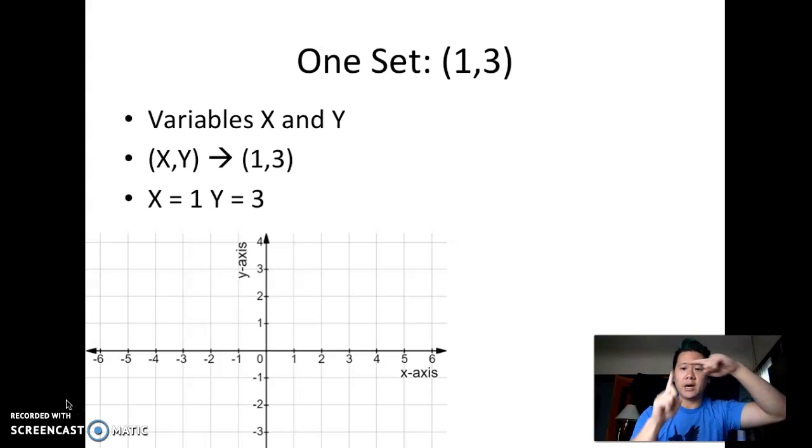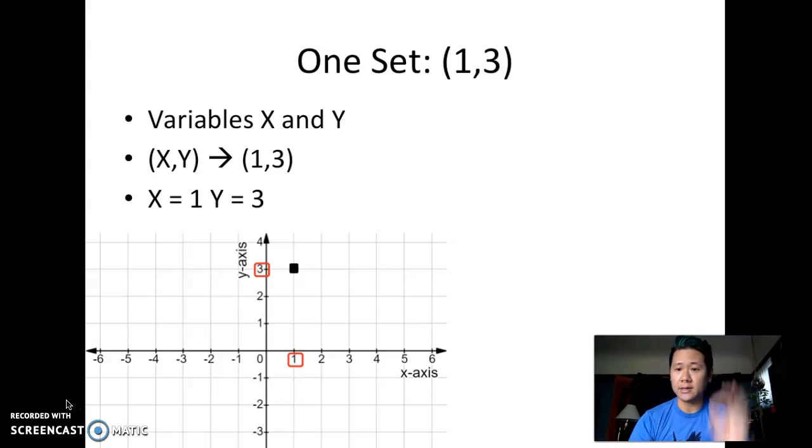So to find the spot where the points meet, we take a look at what those variables mean. On the x, it says 1. I'm going to go to my x-axis, look for that 1. What does the y mean? Well, I'm going to look on my y-axis, find that 3, and the point where they meet is where that dot is going to be.